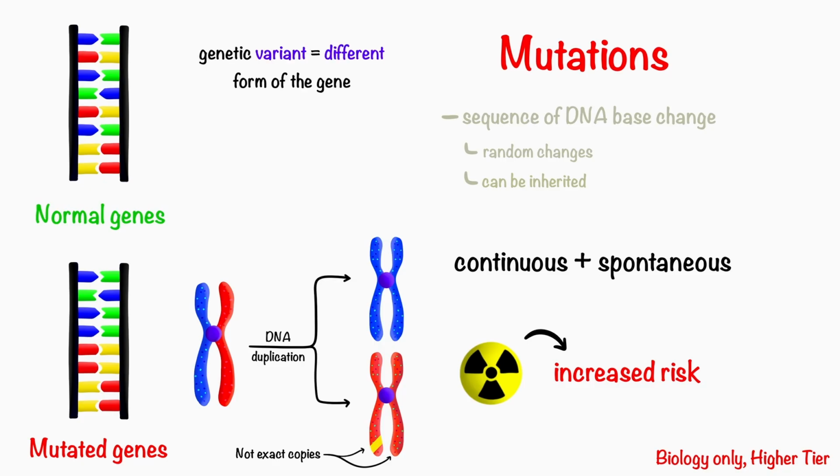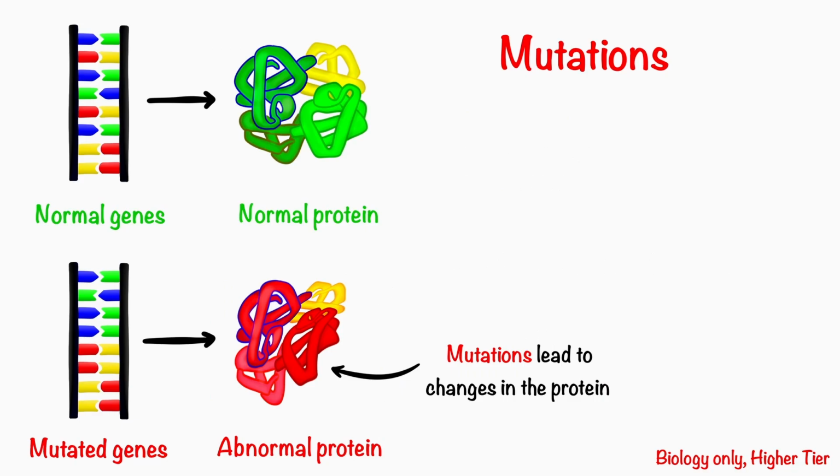Mutations change the sequence of the DNA bases in a gene, which produces a genetic variant, a different form of the gene. As the sequence of DNA bases codes for the sequence of amino acids in a protein, mutations to a gene can sometimes lead to changes in the protein that it codes for. Most mutations have little or no effect on the protein. Some will change it in such a small way that its function or appearance is unaffected. However, some mutations can seriously affect a protein.